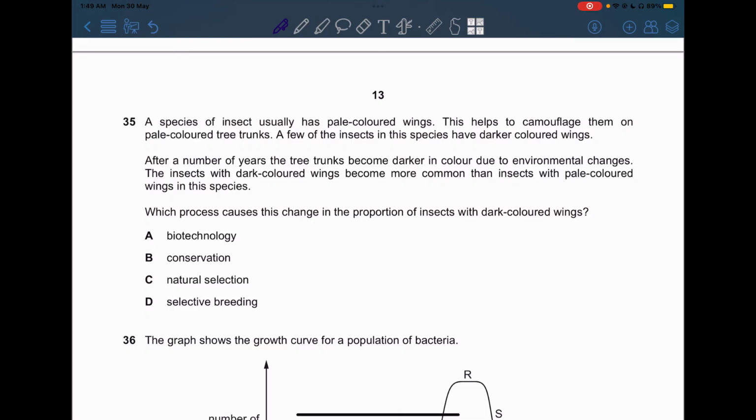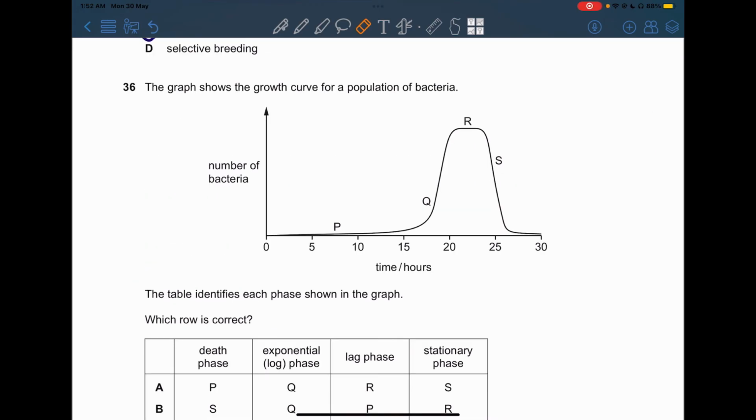Now, we know that this example was in the natural selection lesson. As they explained here, if the tree trunk is dark, then of course there will be more dark butterflies. That's because it will help them hide and not be as visible to their predators. So of course we're going to be choosing natural selection over here.